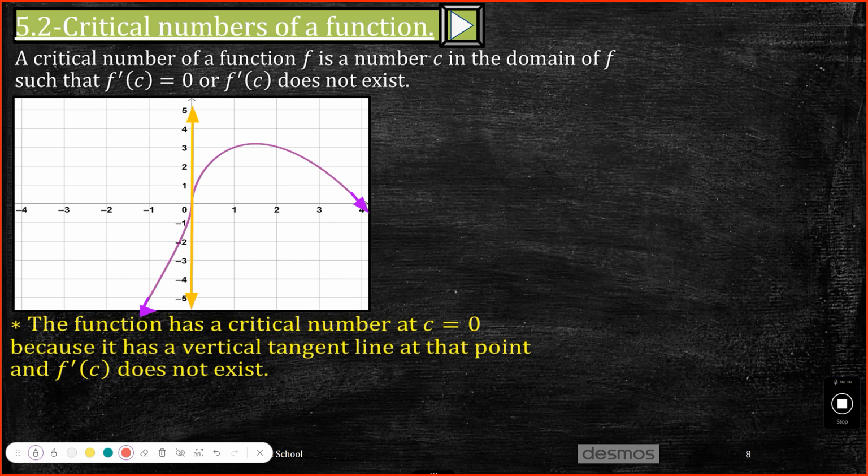So the function f has a critical number at c equal to 0 because it has a vertical tangent line at that point, and f prime of c does not exist. So whenever it has a vertical tangent line, it does not exist.